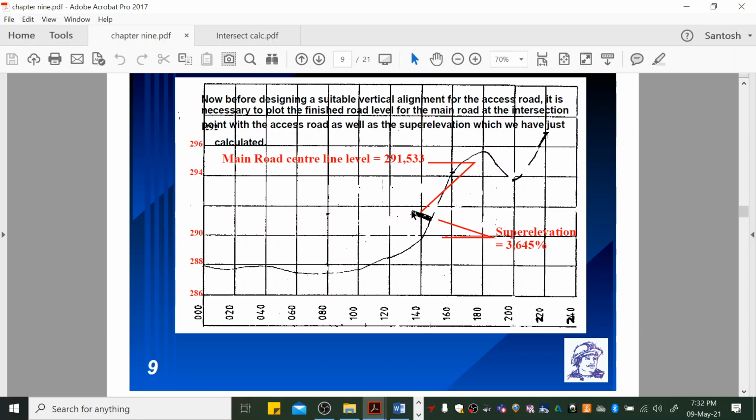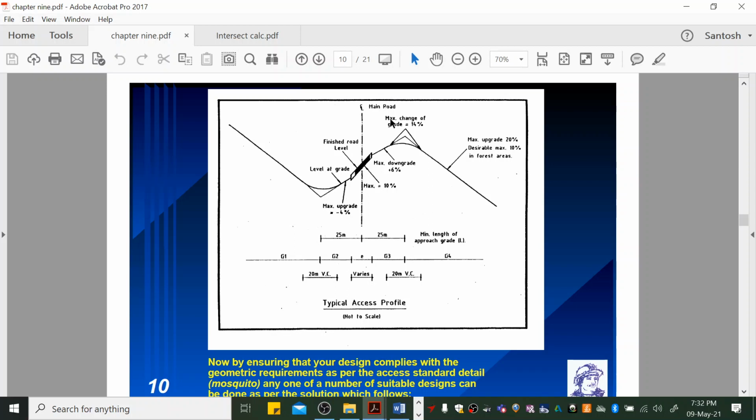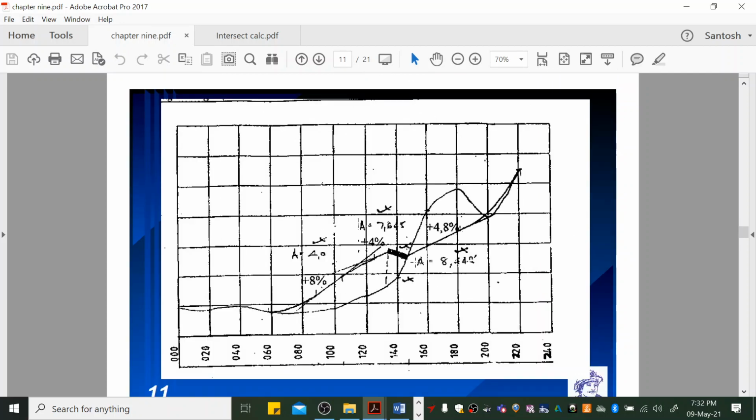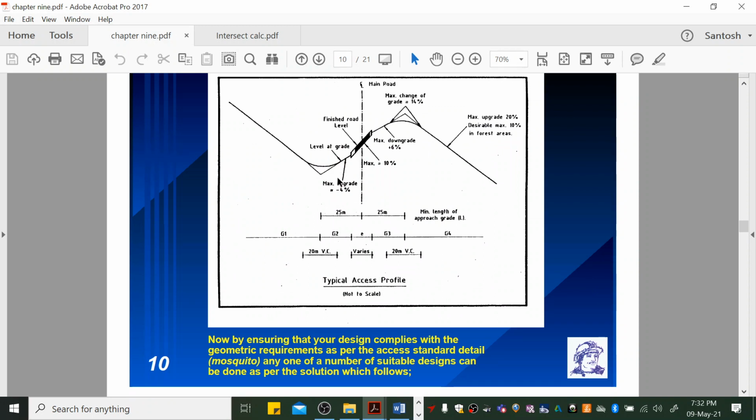Okay? So when one looks at that total, one enters a new platform, which is the mosquito diagram. And this mosquito diagram, as explained in part 1, gives you all the specifications and the restrictions in terms of what your entry grade and your exit grade are, and how far from the center line your change of grades must be. So if we very carefully look at the final design here, we have to tie this left edge with a 4% gradient 25 meters away, because if you look here, it's a 4% gradient minimum 25 meters away.